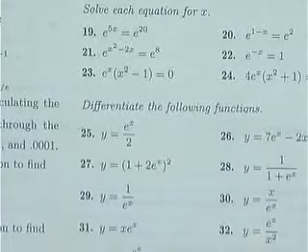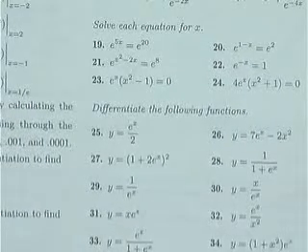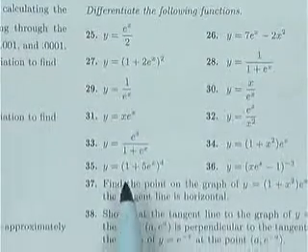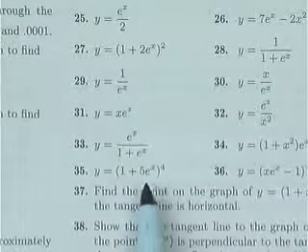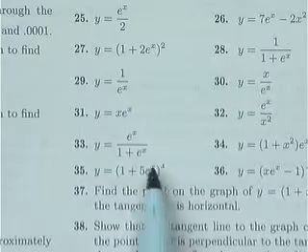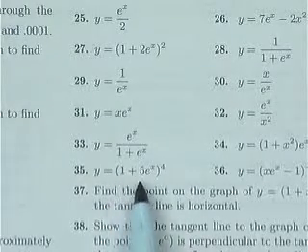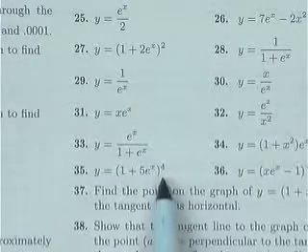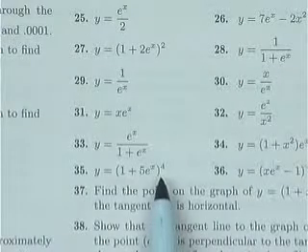How would you go about it? Okay, let's just ask some questions. How would you do number 35? What would you do for taking the derivative here? General power rule. Okay, just tell me what it would be, the derivative. 4 times 1 plus 5 e to the x to the third times 5 e to the x.